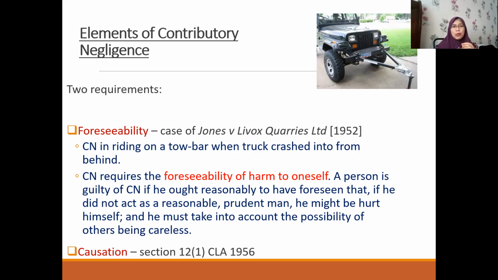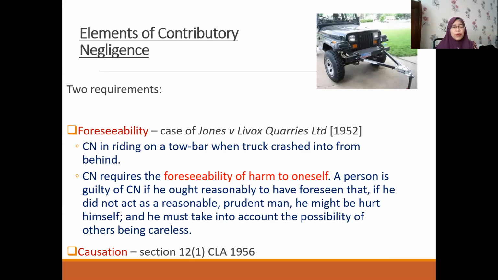Foreseeability, how do we know? We take it from the case of Jones and Leibach Quarries Limited, common law, 1952. This is the summary. Contributory negligence in respect of riding on a tow bar, that's the picture, when a truck crashed into it from behind. The plaintiff was riding on this, and then suddenly a truck crashed from behind. So the fact that he was riding on that tow bar actually contributed to his own injury.